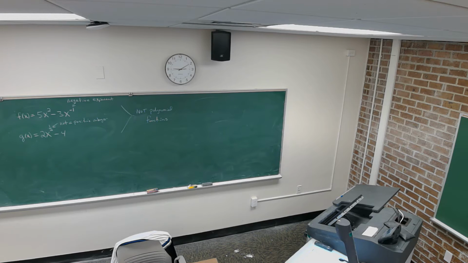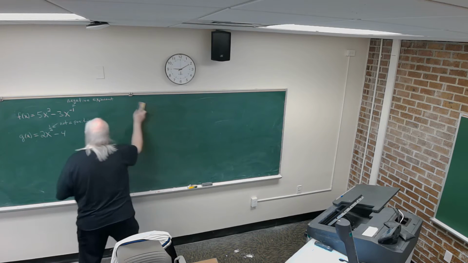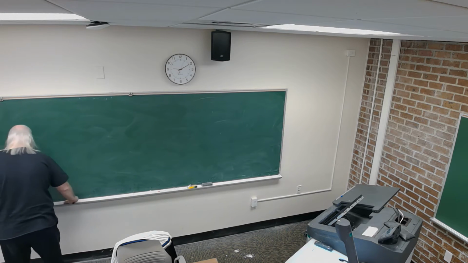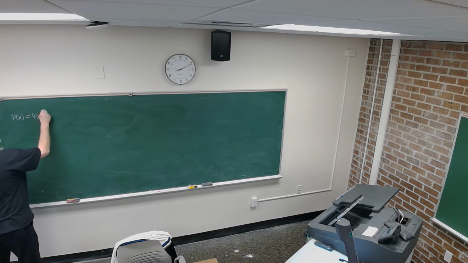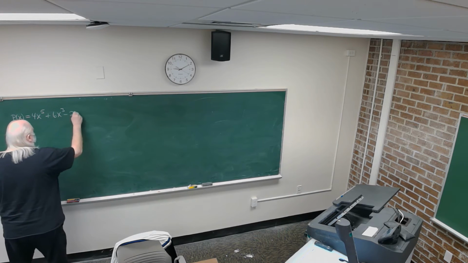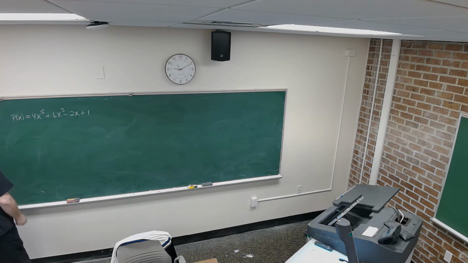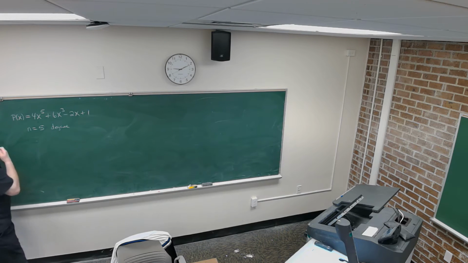So the degree of a polynomial function is the largest power of x in the polynomial function. So in example one, p of x is equal to 4x to the fifth plus 6x cubed minus 2x plus 1. The largest power of x in this polynomial function is 5. So n is equal to 5, and that is the degree. This polynomial function has degree 5.